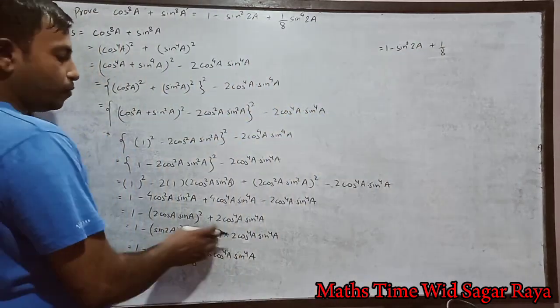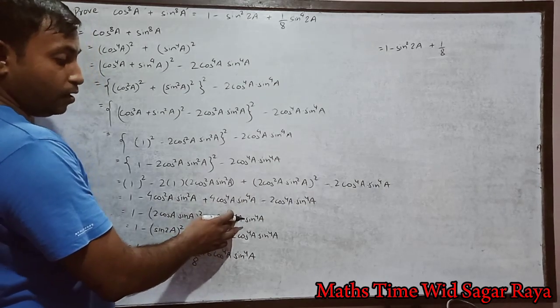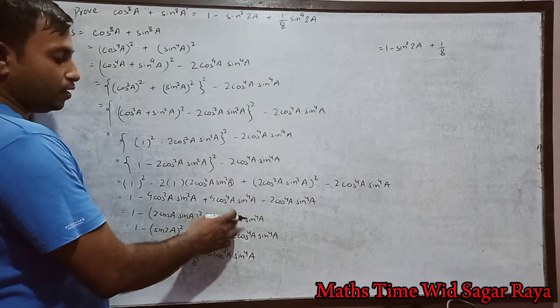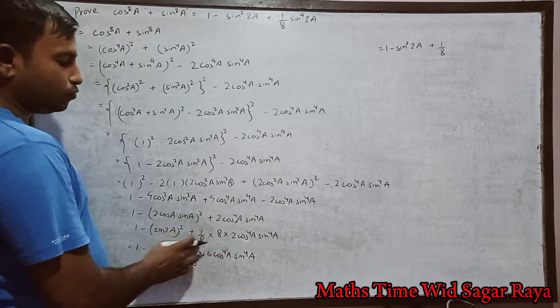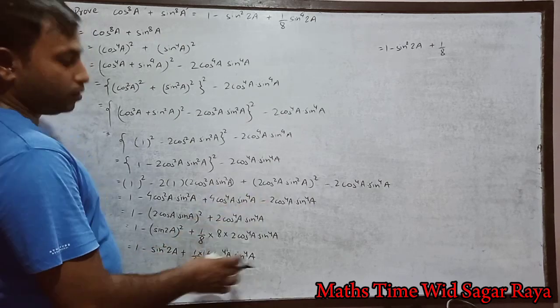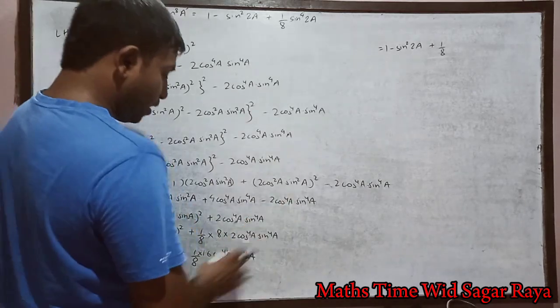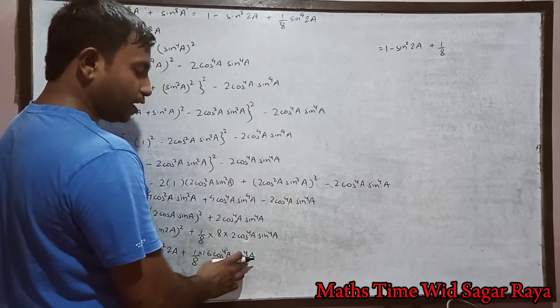Let me tell you why I have multiplied with 8 here. It is because we have power 4 here, so we have to bring 16 because 2 is already here. So I have multiplied with 8. Now you will understand why we have multiplied with 1 by 8. So here we have 16 cos power 4a sin power 4a.